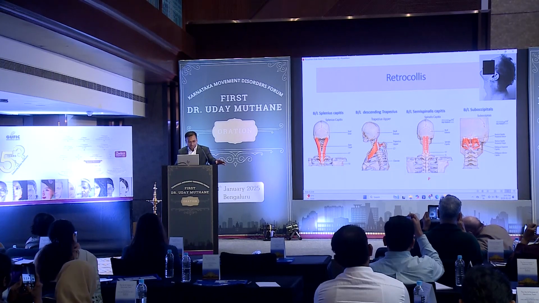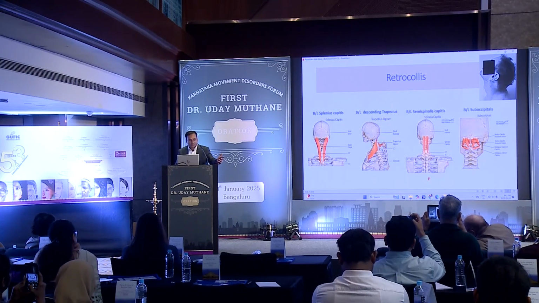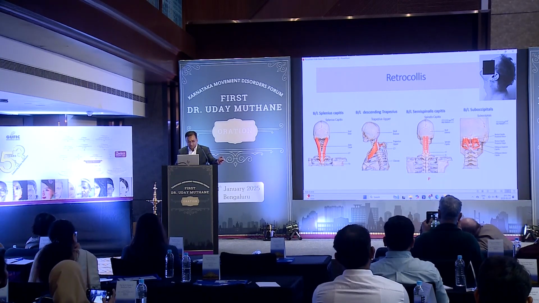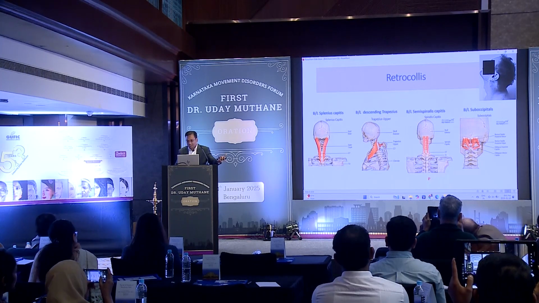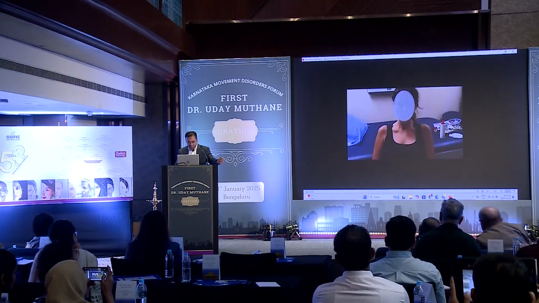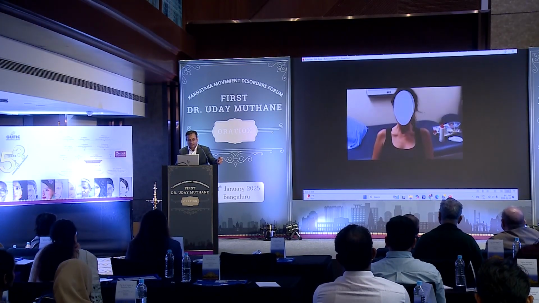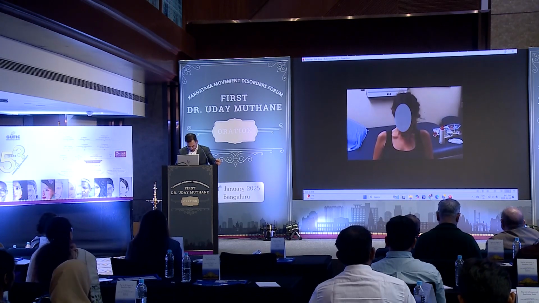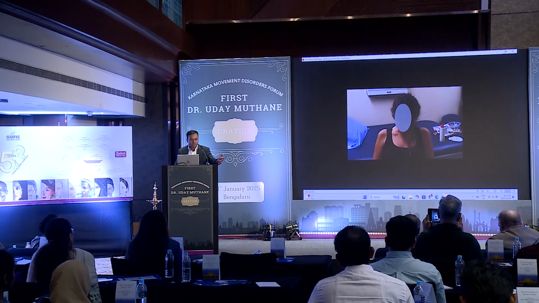Retrocollis, similarly, the muscles are almost similar: splenius capitis, descending trap, semispinalis capitis, and suboccipitals. Then comes the antecollis. You can see the neck is bending forward. This is what we are discussing.